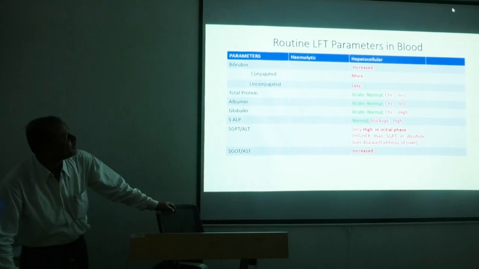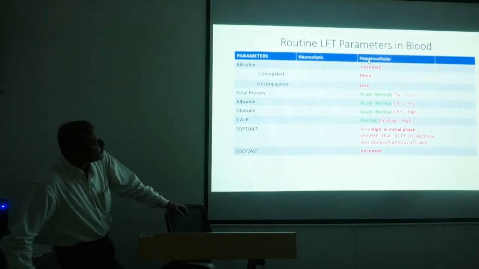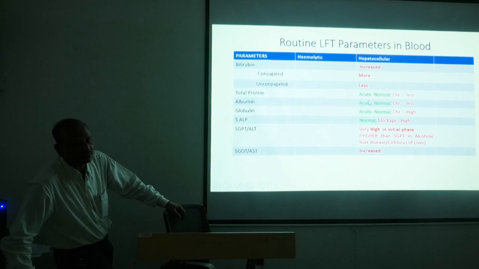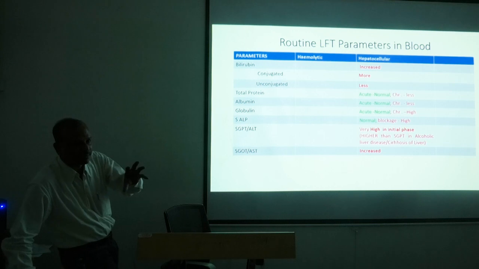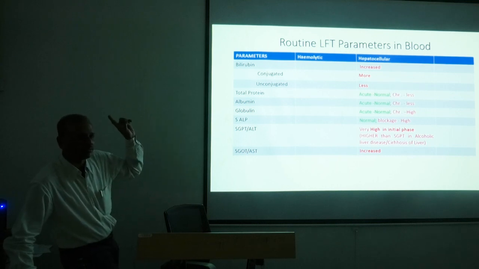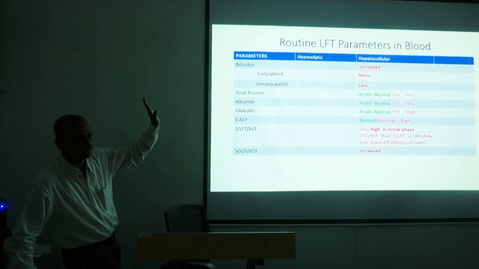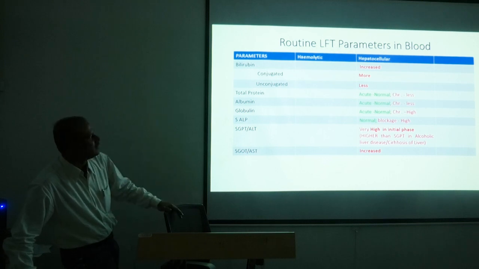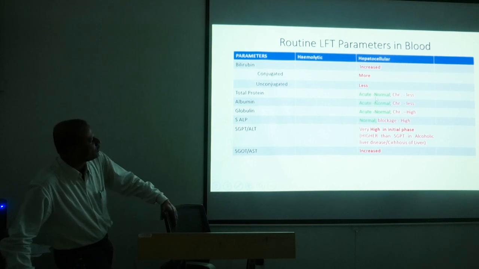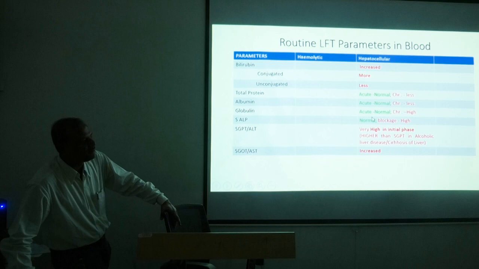Here also just remember that in hepatocellular jaundice, the bilirubin level will also be increased, but the conjugated fraction will be more and the unconjugated fraction will be less. The bilirubin has been conjugated, and because of the damage, that conjugated bilirubin is now available in the blood. One important thing you must remember: unconjugated hyperbilirubinemia means hemolytic anemia, but in hepatocellular jaundice, conjugated bilirubin will be more and unconjugated bilirubin will be less. Total bilirubin and albumin in the acute phase will be normal.